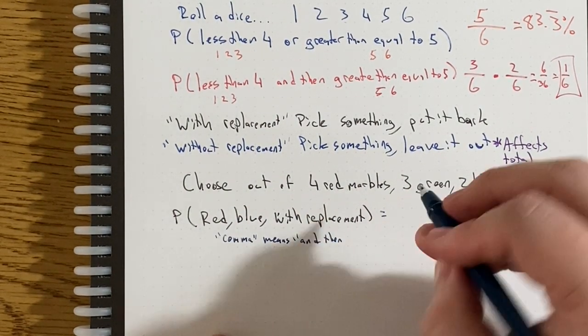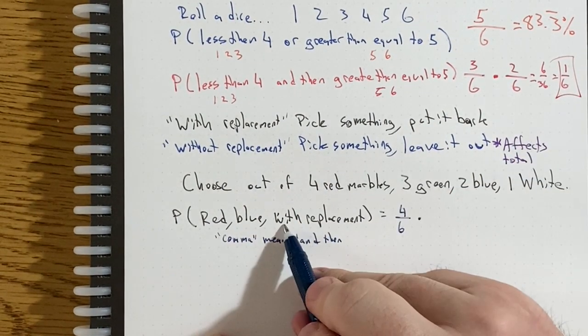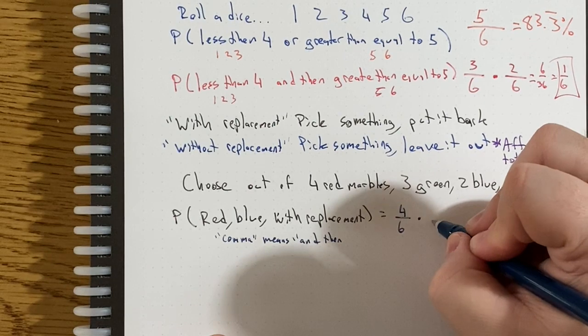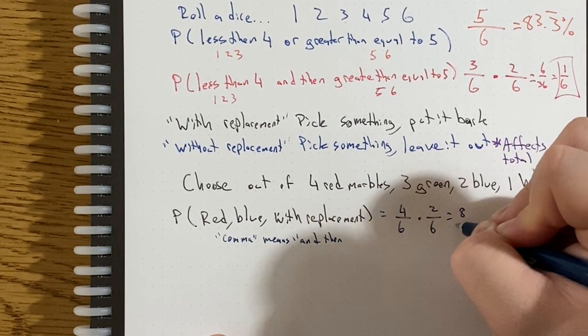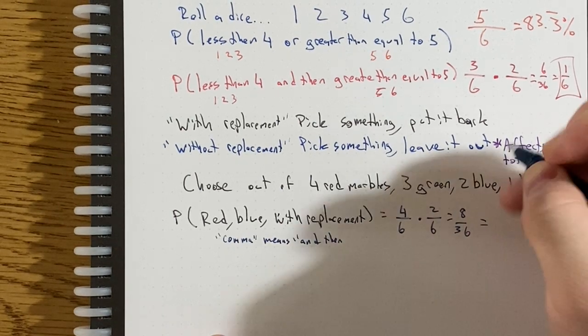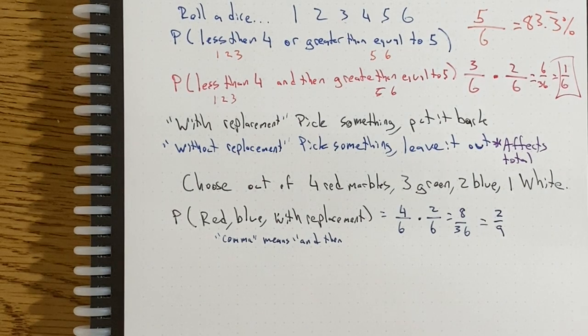So how many red are there? There's 4 out of 6. Since you're with replacement, it stays the same, 2. And you get 8 out of 36, which equals, what, 2 out of 9. That's a 22% chance. Okay.